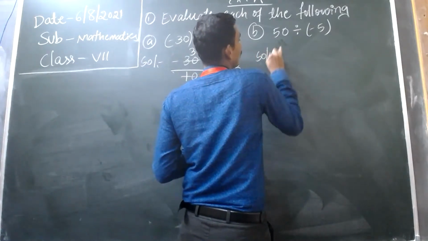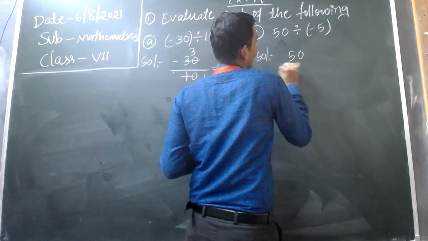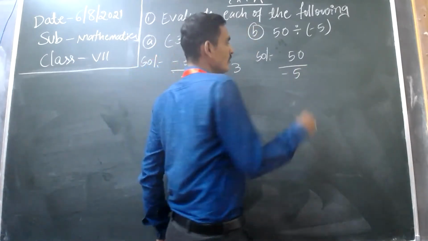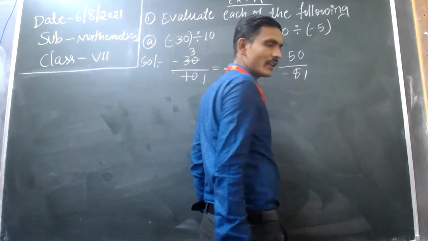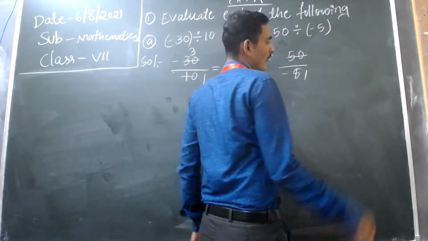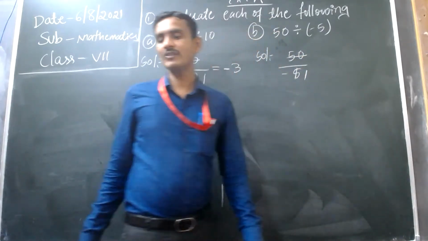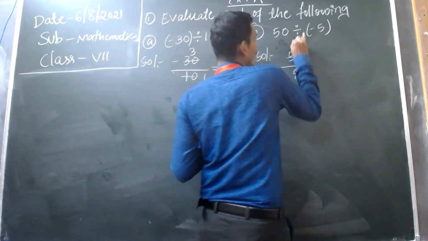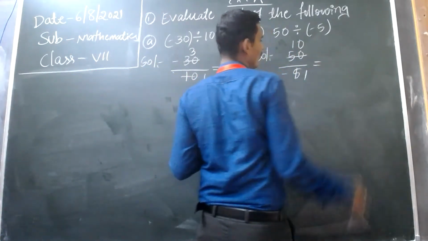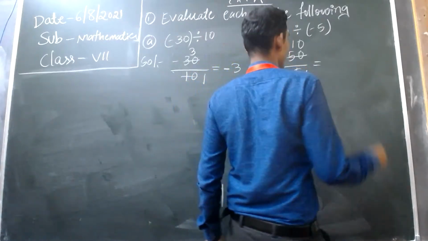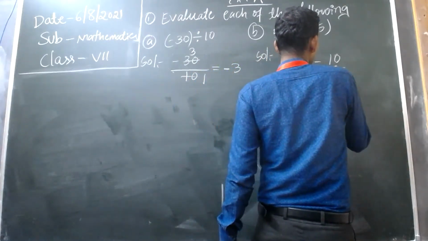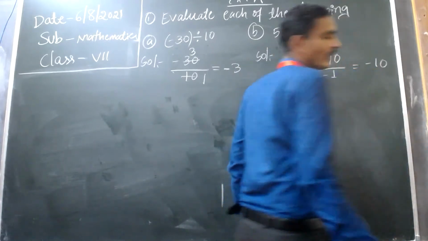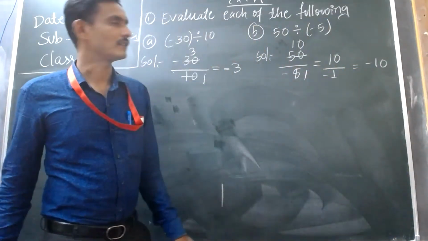Solution: 50 divided by minus 5. Now 5 ones are 5. 5 tens are 50. Okay, so what is the answer? That is 10 by minus 1, that is equal to minus 10 is the answer.